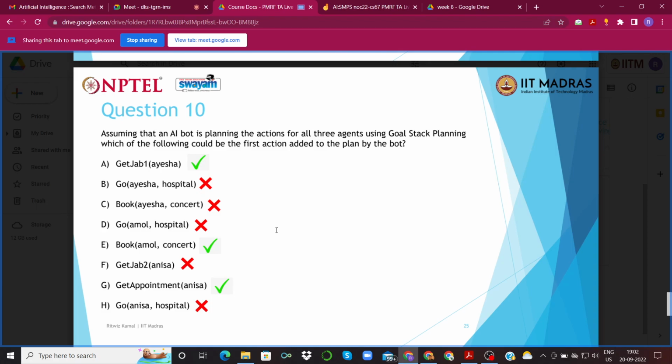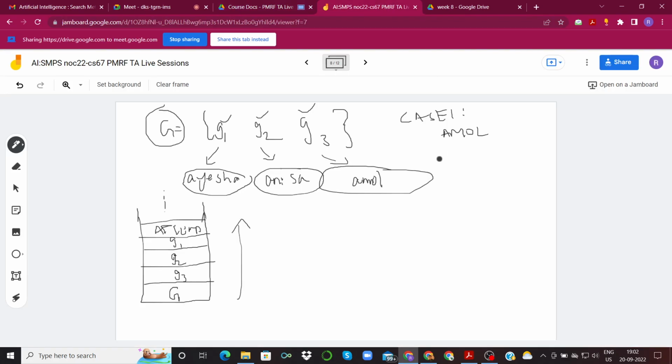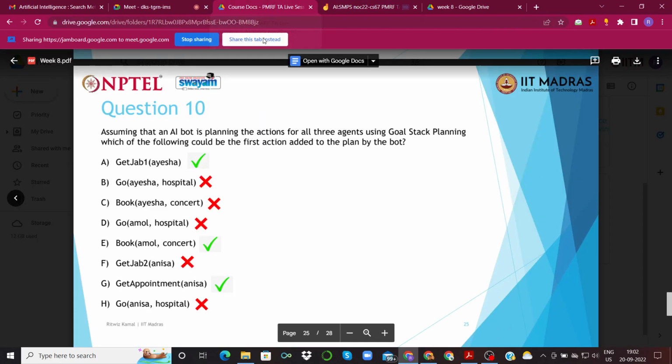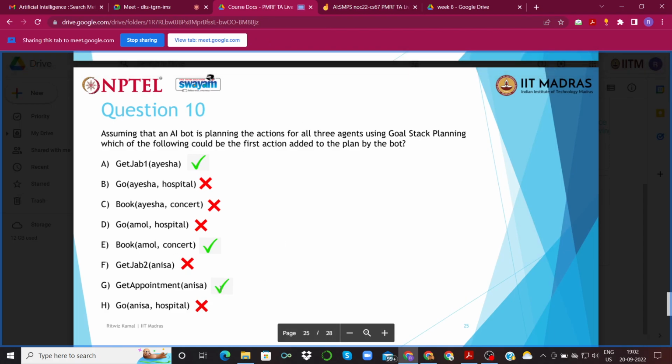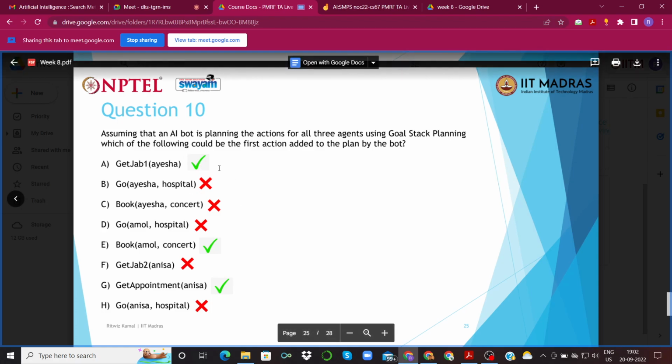Similarly, let's say we try to solve Anisa's case first, then what would be the action that could be added first? Get appointment, right? Because Anisa will try to get an appointment and get the second dose of vaccine that she wants to get. Similarly, if we try to solve Aisha's goal first, then get jab 1 for Aisha would be the action that could be considered by the bot. So these three are the options that are correct in this case.